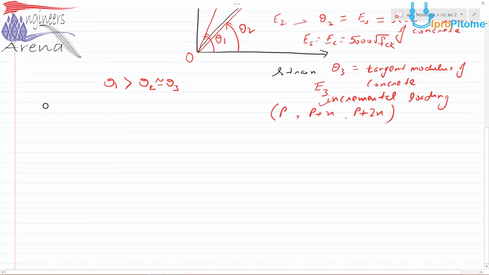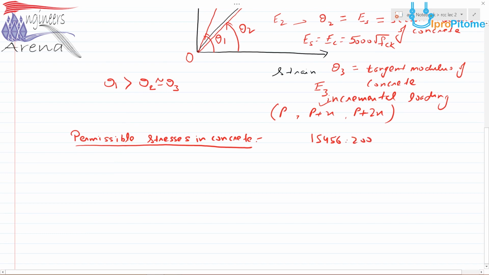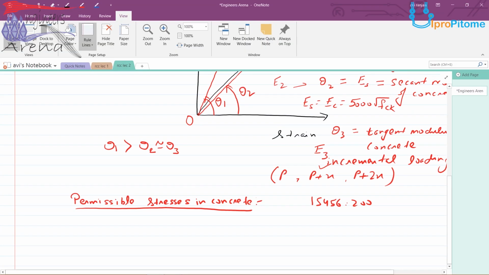Now very quickly we'll move towards the permissible stresses in concrete. I've already told you to keep IS 456-2000 with you. You can refer to page number 81, table 21.